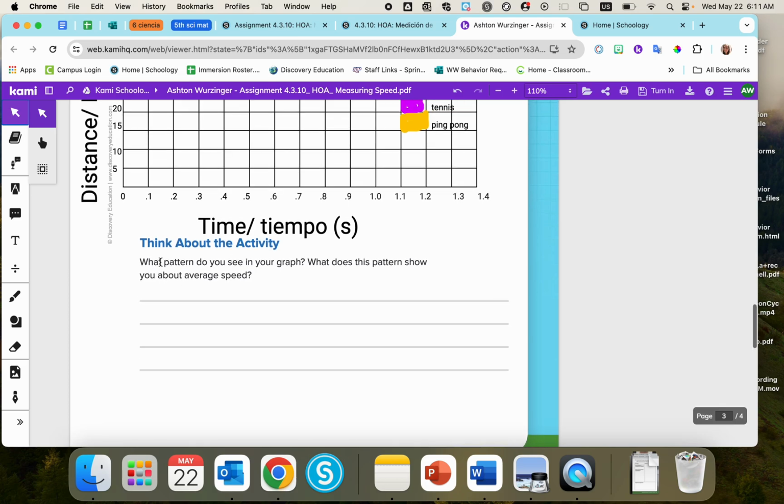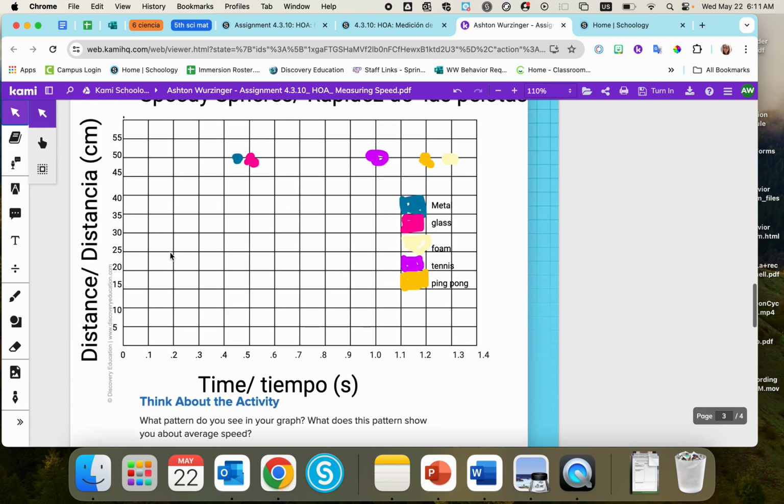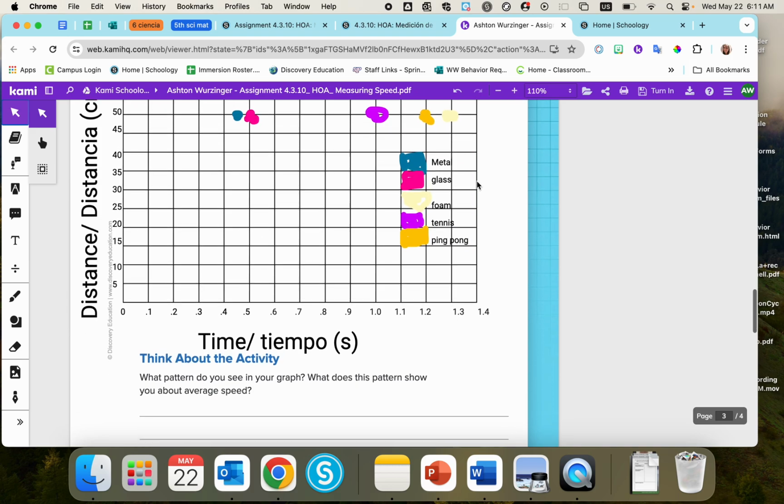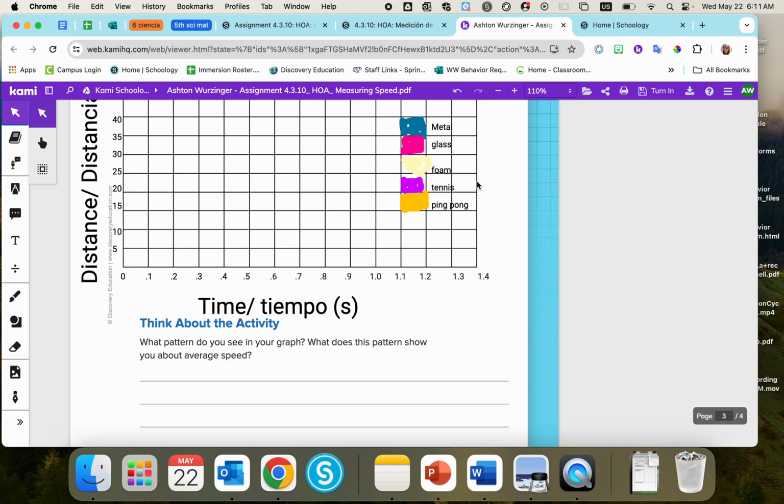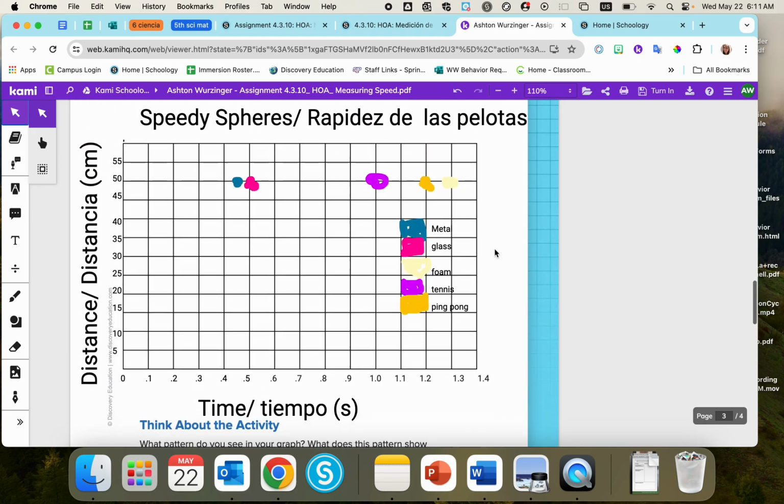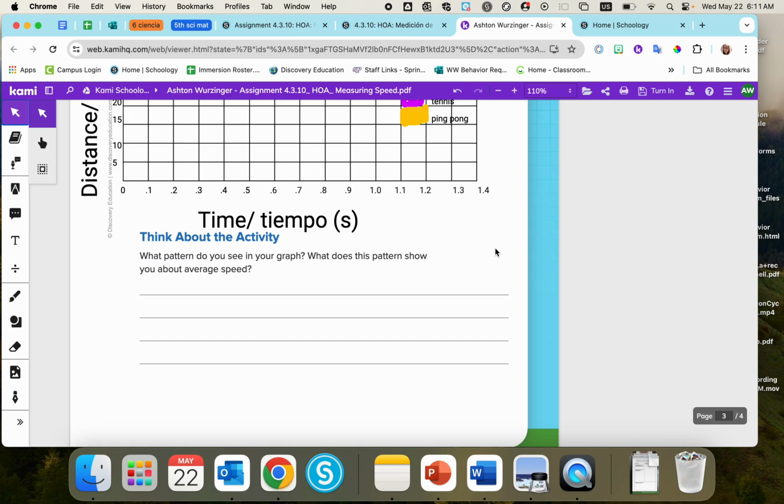So, first, I want you to think about this lab. What patterns do you see in your graph? What does it tell you about the speed? So if we went distance divided by time, this is the speed, okay? I want you to think about if you had a faster speed, where would you have the time? If you said something faster, would I have a less time or larger time? So the sub's going to pause the video here in just a moment, and I want you to think about what patterns, share as a class and write them below.